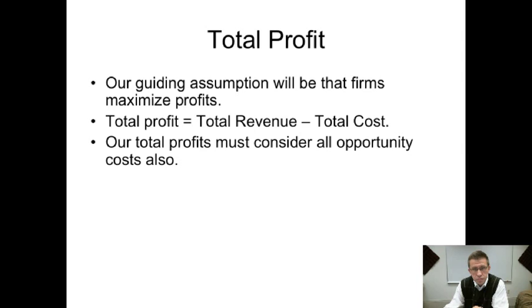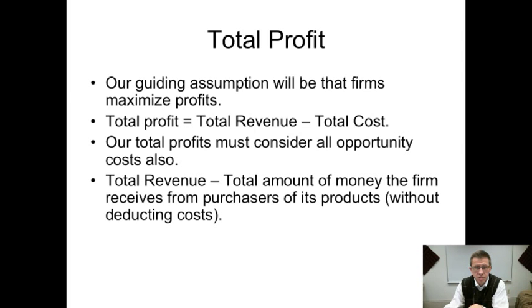Now, the total costs will be both the explicit and the implicit. So total revenue, I guess first we'll define total revenue, the total amount of money the firm brings in without deducting the costs. This will be, in most cases, simply price times quantity for the products that the firm sells.